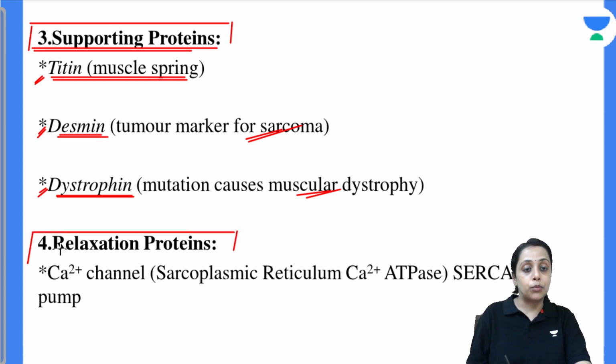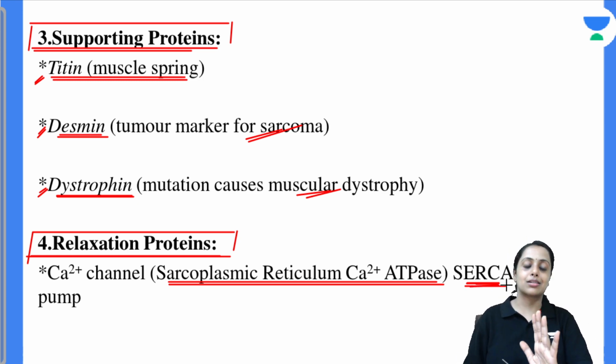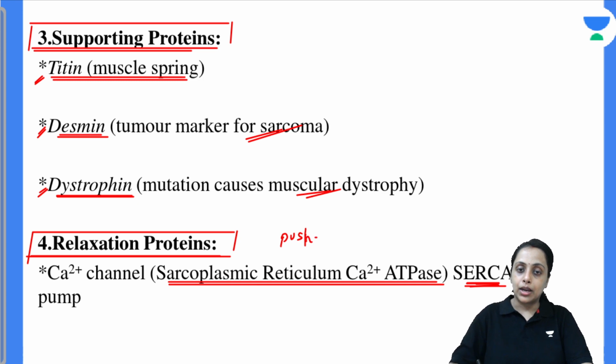And the last one, the most important one, is the relaxation protein. The relaxation protein in our myofibril is the sarcoplasmic reticulum calcium ATPase pump, which is also known as the SERCA pump. The SERCA pump is the relaxation pump. So what does it do? It pushes back the calcium into the sarcoplasmic reticulum.